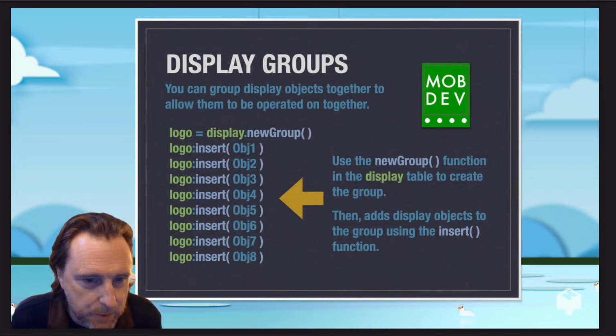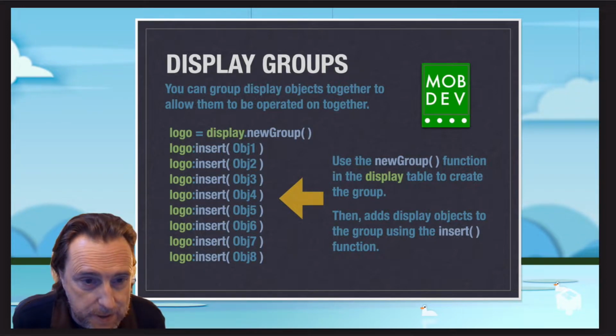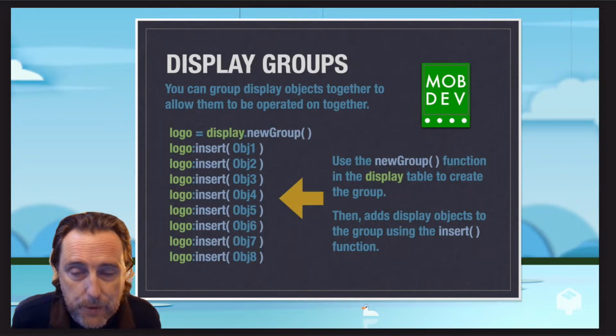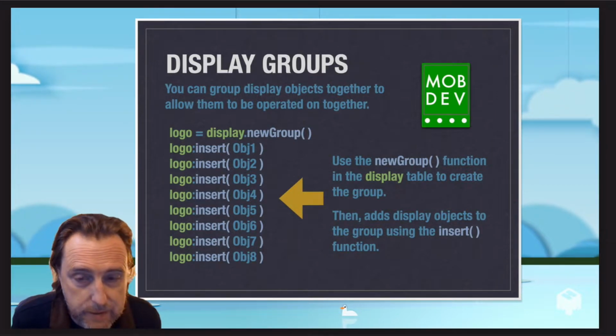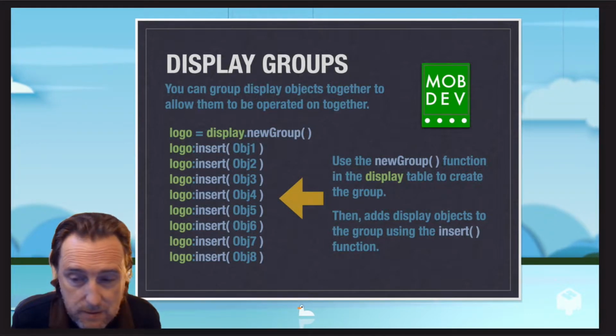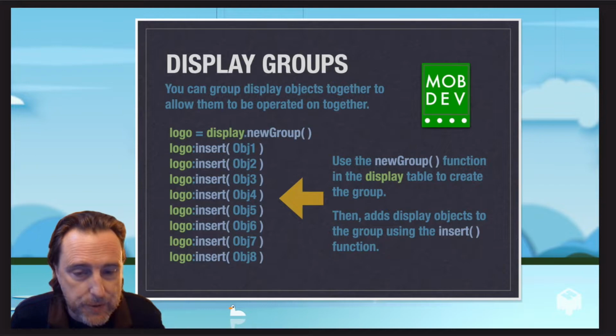The syntax is pretty easy if you're doing it by hand. There's a new group function inside of the display table, and you just name the display group whatever you want it to. So for example, with the mobile development logo, you could create a display group called logo. It just has to be a valid Lua identifier. And then you use the insert function to add individual components to it.